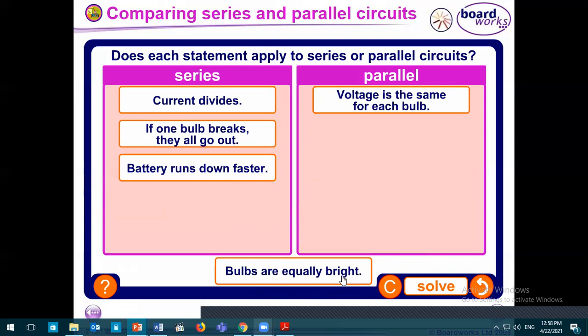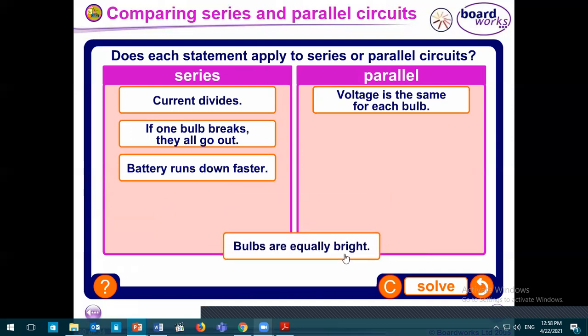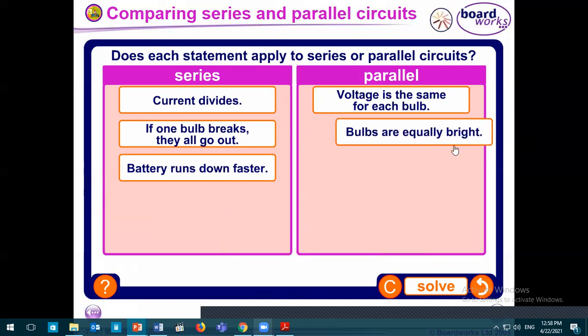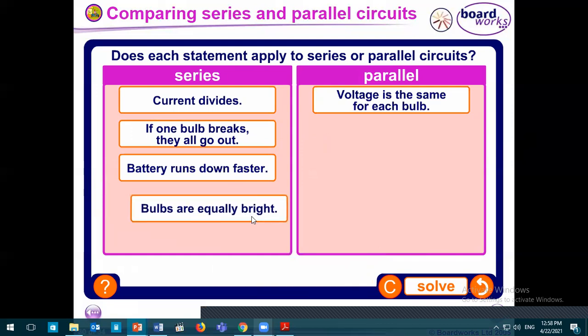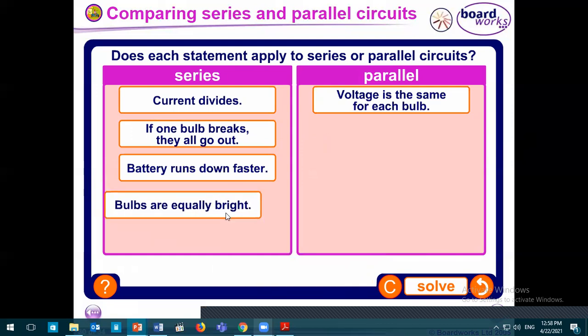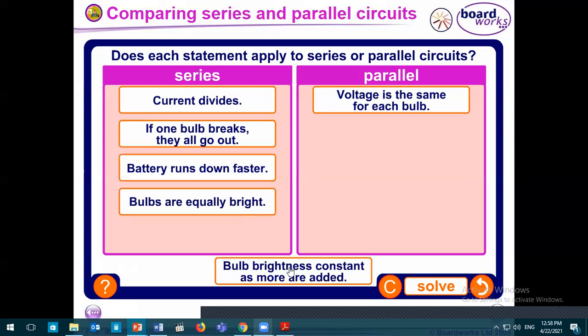Bulbs are equally bright. Where do you think? Here or here? We can try maybe here, and we'll see at the end, okay? Okay, can you read the last one? Bulb brightness constant as more are added. What is the meaning of constant? Doesn't change. It's the same. Parallel.